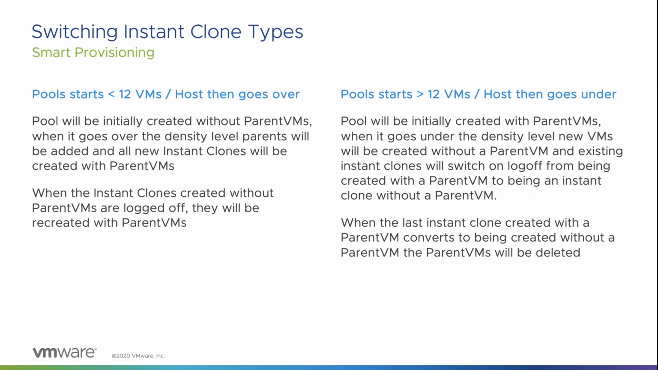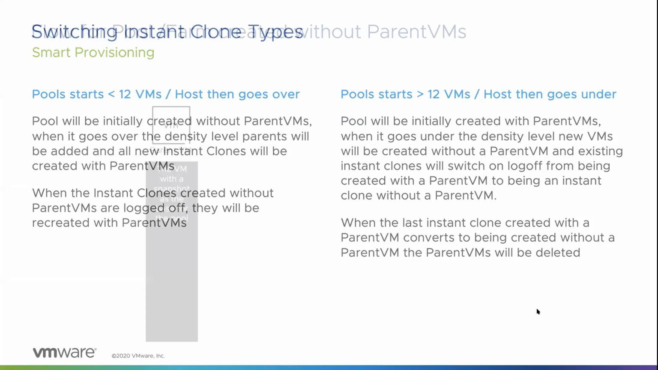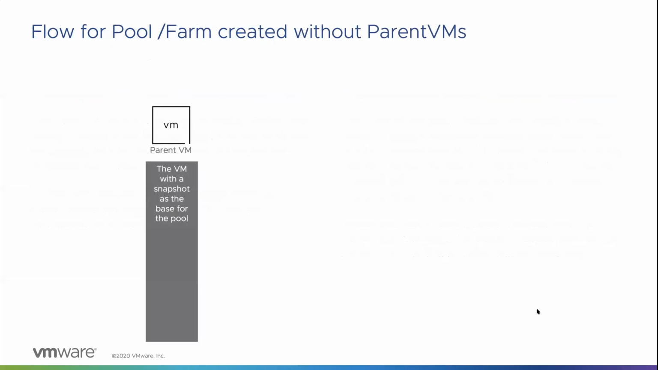Yeah, so that's really it. This slide kind of covers off what I've just said. If the pool starts off small, it'll start in one provisioning method, and it will flip over when the VMs start to ramp up. The cool thing is the replica and the template are shared between both types. So a pool can automatically go back and forth between with and without parent VM. So it's pretty intelligent and pretty smart how smart provisioning will handle it. And the team did a fantastic job on this feature, in my opinion.